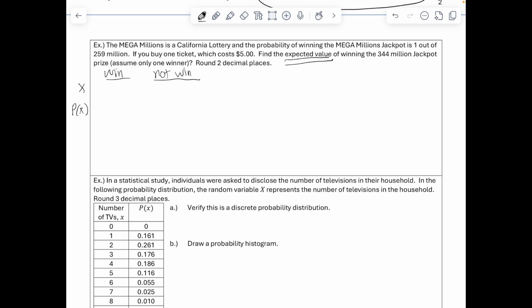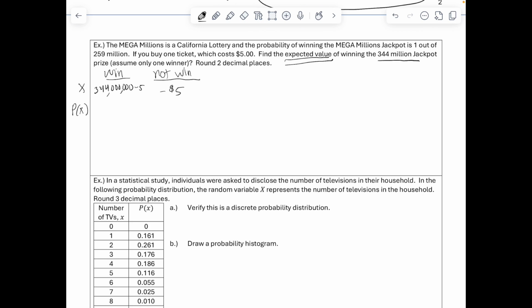So what happens if you don't win this lottery? It's not that you have 0, it's that you actually lost $5. So this is going to be minus $5. And what happens if you win? You win this jackpot, which is 344 million. The only thing that we need to consider also in here is that you did have to pay $5 to play this game. I know it's not big in the scope of you winning $344 million, but we do have to take that into consideration. So I'm going to put a minus 5 in there and subtract that in just a moment.